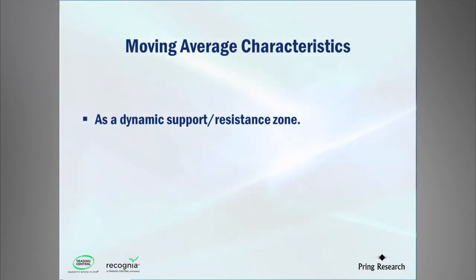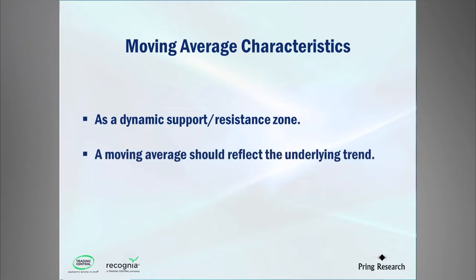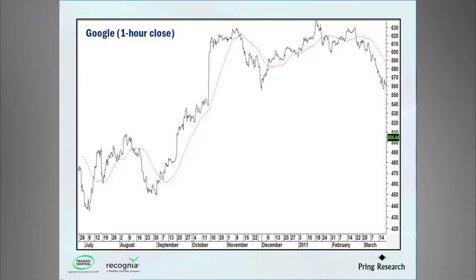A carefully chosen moving average should reflect the underlying trend. Its violation therefore confirms that a change in trend has taken place. In this 1-hour chart of Google, this 100-hour moving average works pretty well, and is a good reflection of the underlying trend. It doesn't always work as well as this, of course, and even in this instance, there were a couple of whipsaw or false signals.